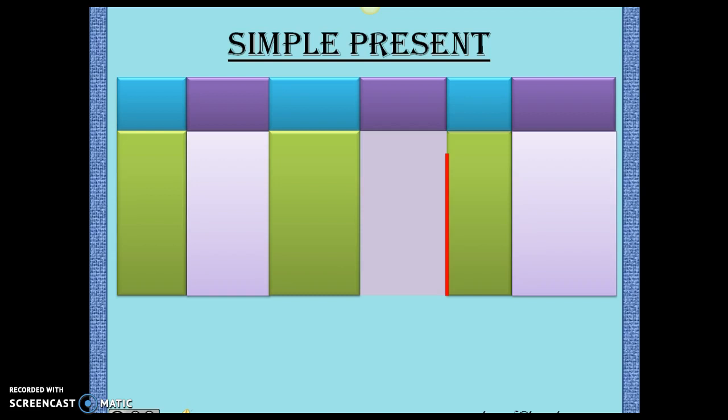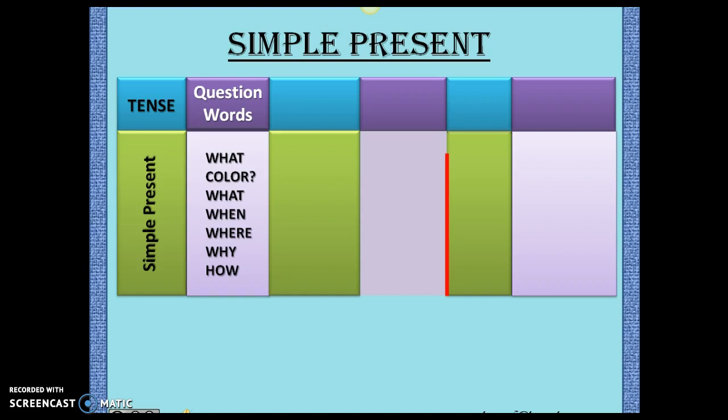First, in the tense, we are going to mention that this chart is about simple present. From this column, where it says question words, we are going to learn the position of the words in a sentence when we want to write a specific question. In the question words, we have what color, what, when, where, why, how many, how much, and other question words.